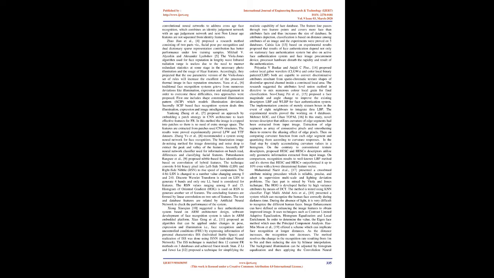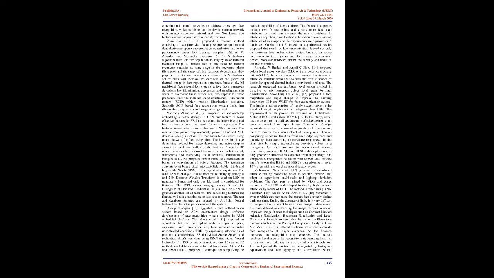The RSN values range between 0 and 15. Histogram of oriented gradient, HOG, is used on RSN to generate another set of features. The final features are formed by linear convolution on 2 sets of features. The test and database features are compared by artificial neural network to check the performance of the system.